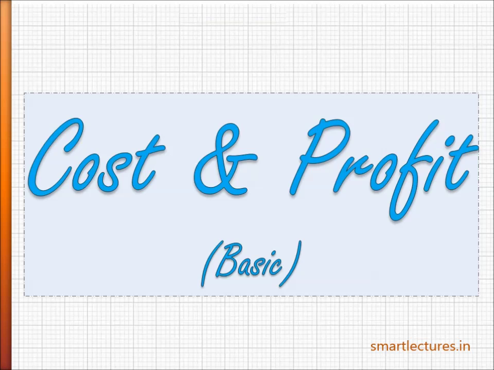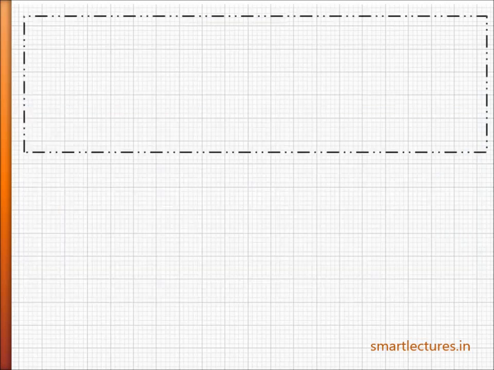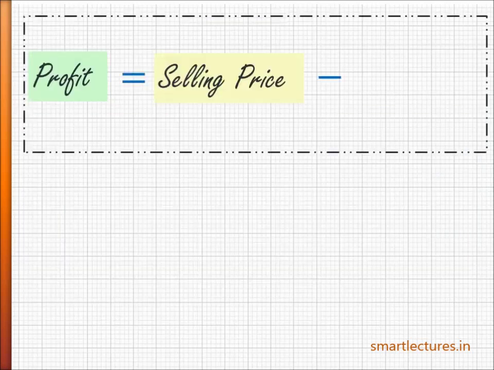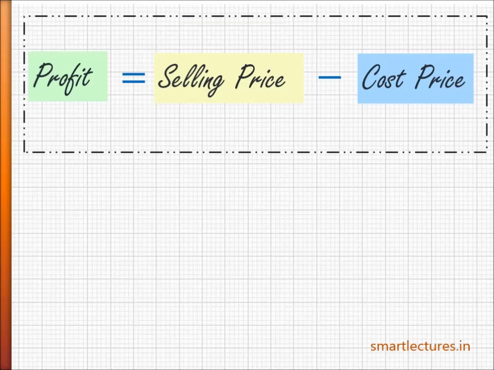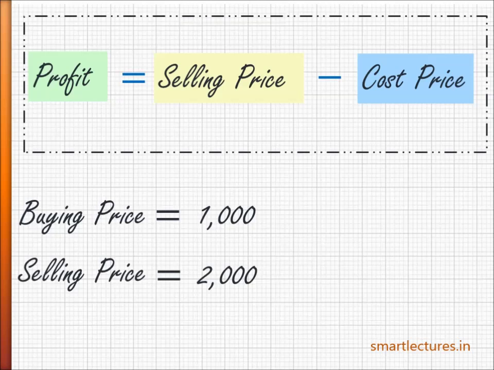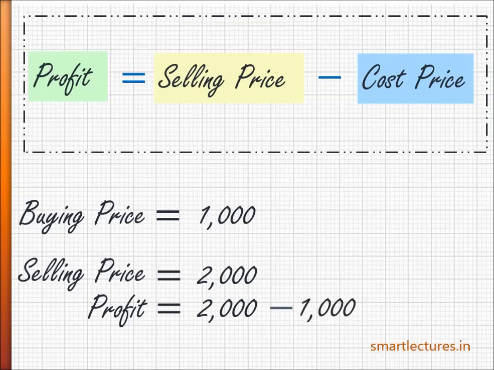If you remember the basic arithmetic, the formula of profit was selling price minus cost price. I mean to say profit is equal to selling price minus cost price. Suppose you buy something for rupees 1000 and you sell it for rupees 2000. So what will be the profit? Very basic thing. The profit will be selling price minus cost price, means 2000 minus 1000, means 1000. The profit will be rupees 1000.